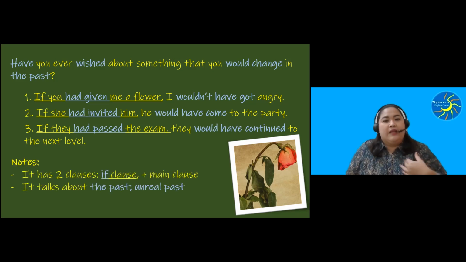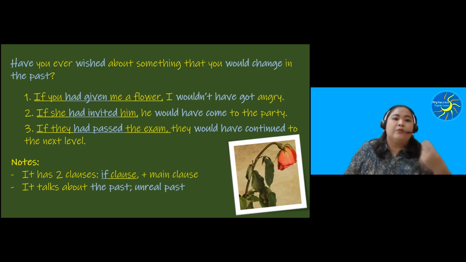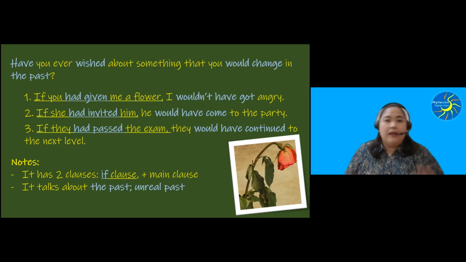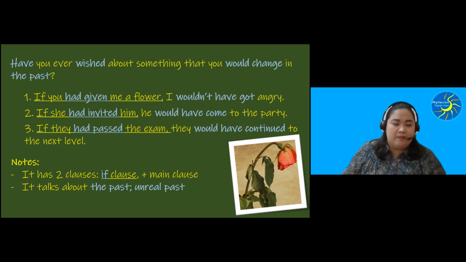In the third conditional, remember that we always have two clauses. The first is the if clause, and the second one is the main clause. The if clause is the one that I underlined. And because this is the third conditional, of course, it talks about the past, which is unreal past. What does unreal past mean? Unreal past means that this is an imaginary situation, because it contradicts something that happened in the past, because it is a regret or disappointment. So, you want things to change.